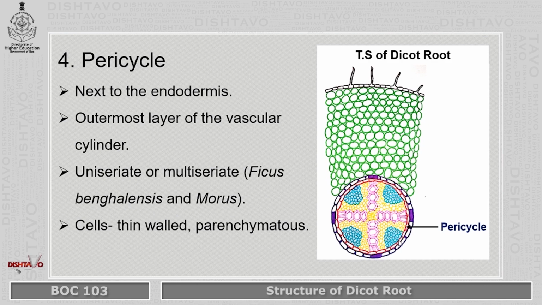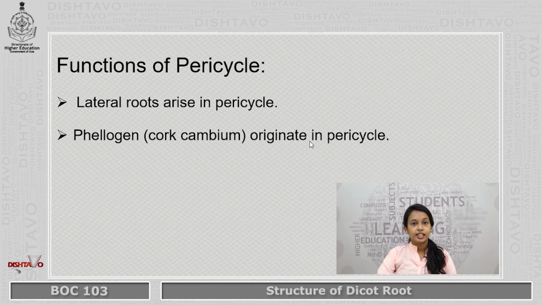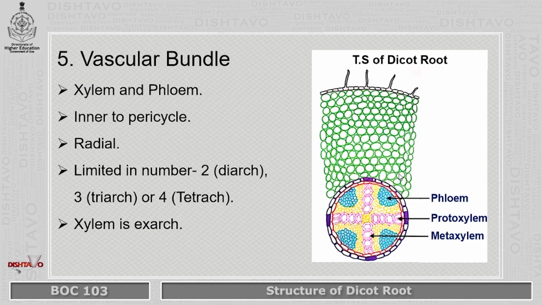The cells of pericycle are thin-walled and parenchymatous. Functions of pericycle: it gives rise to lateral roots and also phellogen, called cork cambium. Next layer is vascular bundle. Here you can see in the diagram, this is vascular bundle.